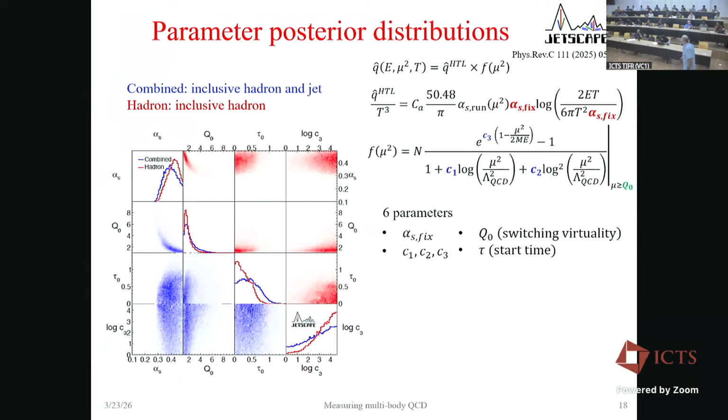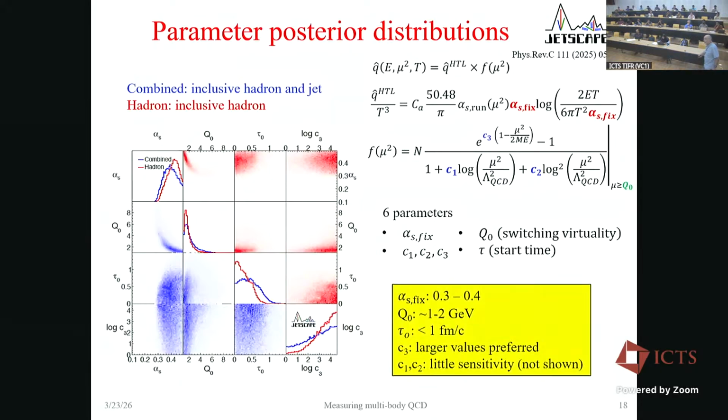C3 very poorly constrained. So that tells us already maybe this virtuality formulation isn't really very well constrained by the data. Good, we're learning. So that's the kind of thing you can learn from these correlation plots.